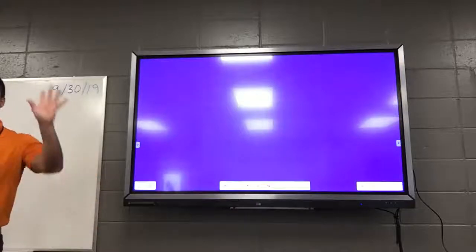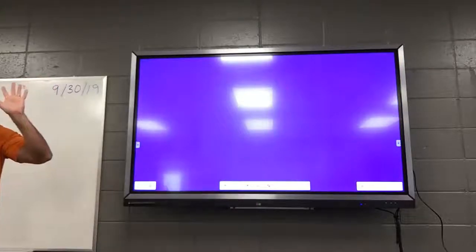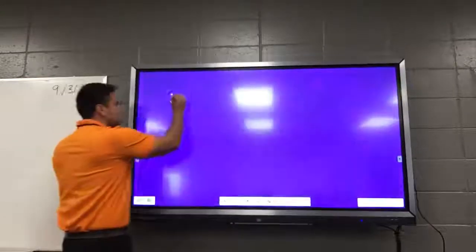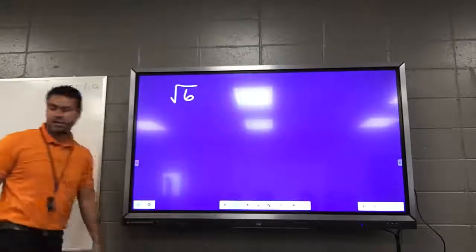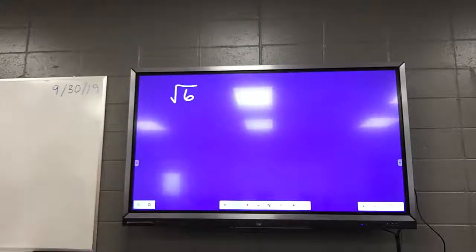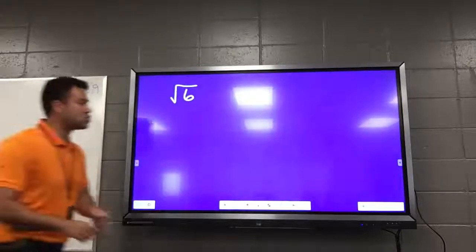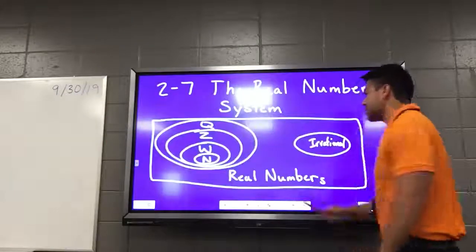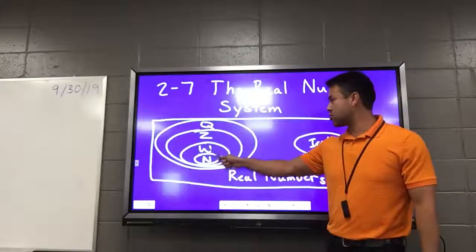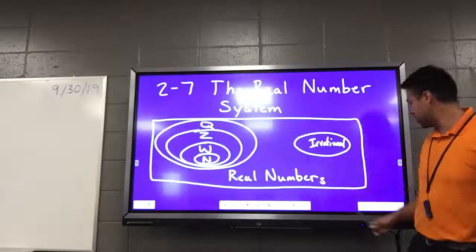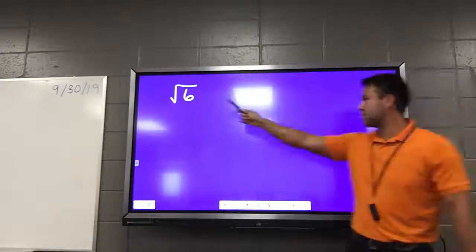That is one of the hardest things to come up with. Okay, like the square root. Let's go with this one: the square root of 6. All right, write that one down. First, I want you to tell me which of these categories, starting with natural all the way to irrational and real numbers, the square root of 6 fits.